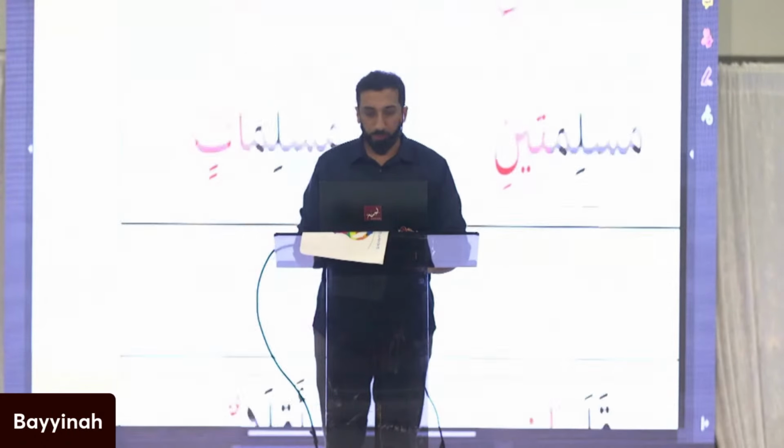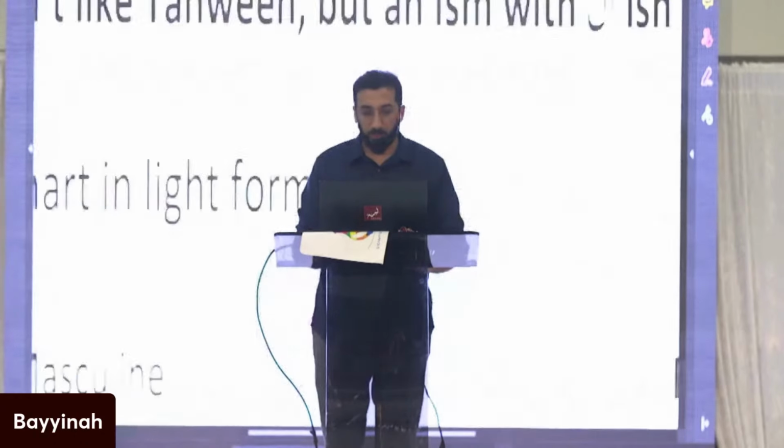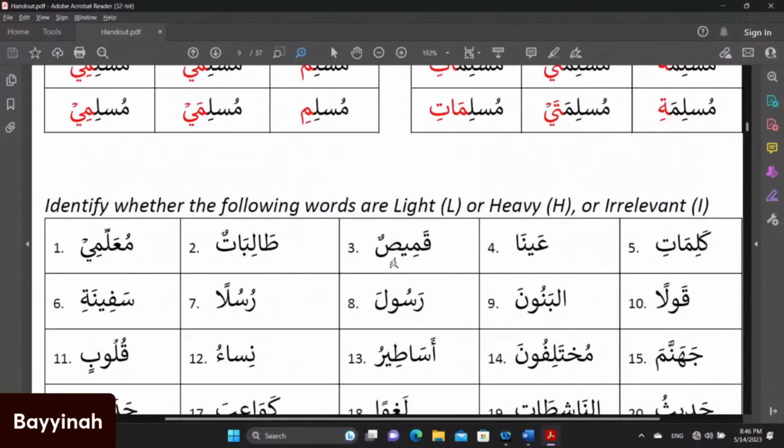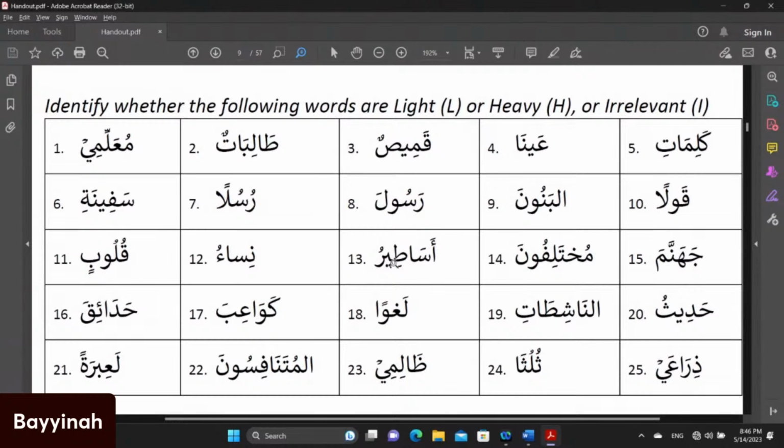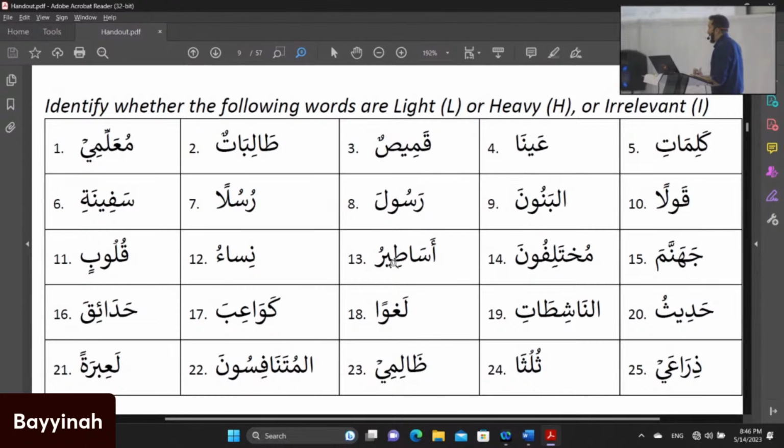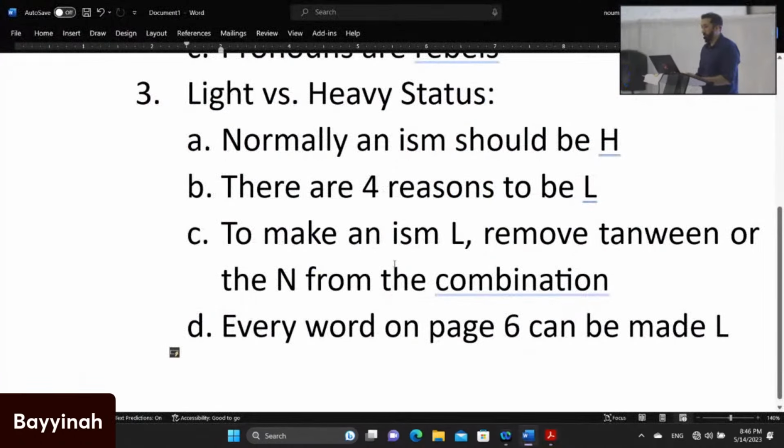Let me see if I can get your input on this. So this is page 6, our favorite page, apparently. By the way, on page 7, I've got the light chart for you. I'm so nice. You see, I told you you don't have to write notes. You see that? You're welcome. Here's an exercise that we're going to do now. Identify whether the following words are light or heavy. By the way, there's one more thing in your notes that I forgot to add, so I'm going to add it now.